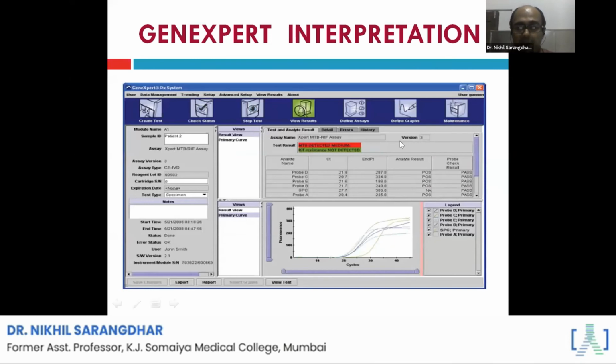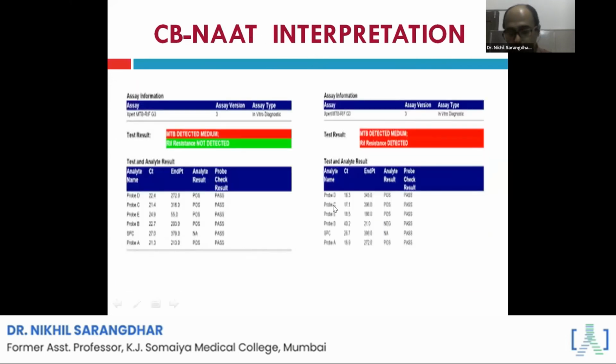Now let's look at MTB medium. Again, you have MTB detected medium, so a red bar, and no RIF resistance, so a green bar. So why medium? Medium was 16 to 22. Okay, so look at this: probe D21, C20, E and B both 21, and A20. So this is MTB detected medium. But what is the problem here? Sometimes you can have discrepancies in different samples from the same patient at the same site taken a few days apart. Even if the quantification is the same, RIF resistance may be discordant.